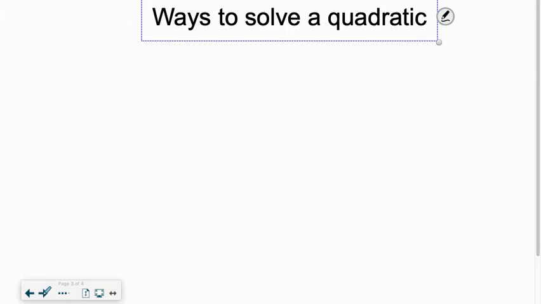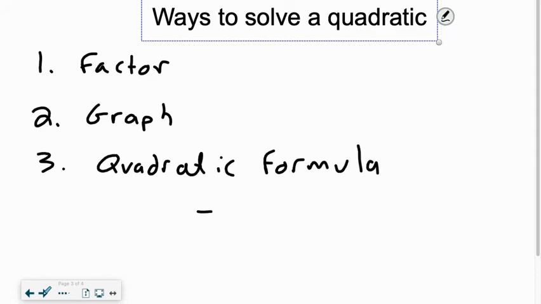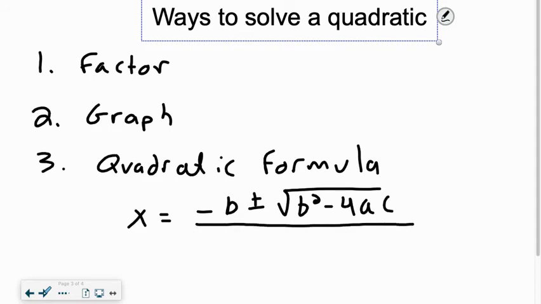The ways to solve a quadratic. One is to factor. Two, graph and see where it crosses the x-axis. Three is to use the quadratic formula. X equals the opposite of b plus or minus the square root of b squared minus 4ac, all over 2a. So just plugging in your a, b, and c values, you can solve a quadratic.